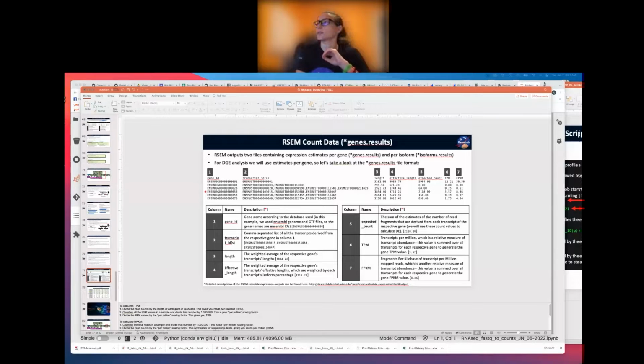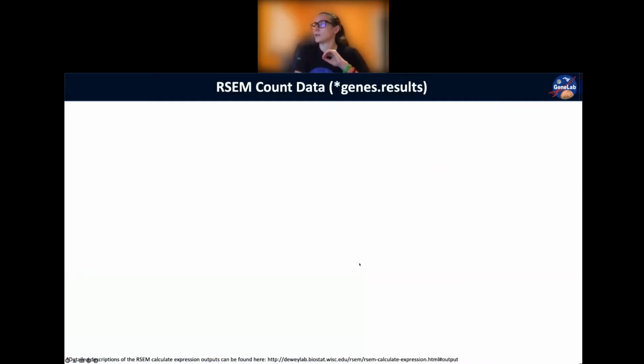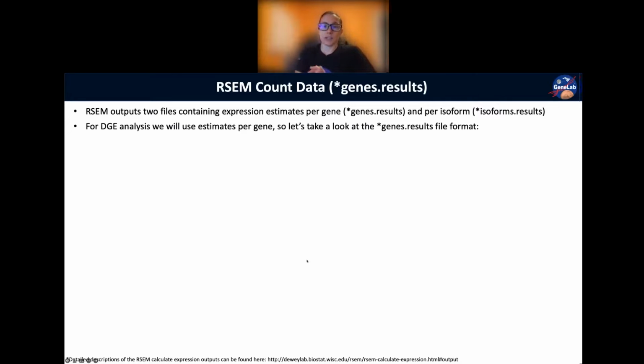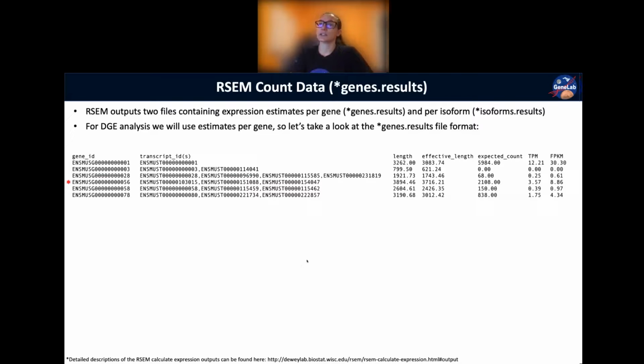So where we left off before the break, we were going over outputs from RSEM, which is the tool that we use to quantitate our RNA-seq data at GeneLab. As I mentioned, RSEM will output two quantitation files, one to estimate expression values per gene. That file ends in genes.results, and one to estimate expression values per isoform. That one ends in isoform.results. For DGE analysis, differential gene expression analysis, we're going to be using the estimates per gene. So this is an example of what that file looks like.